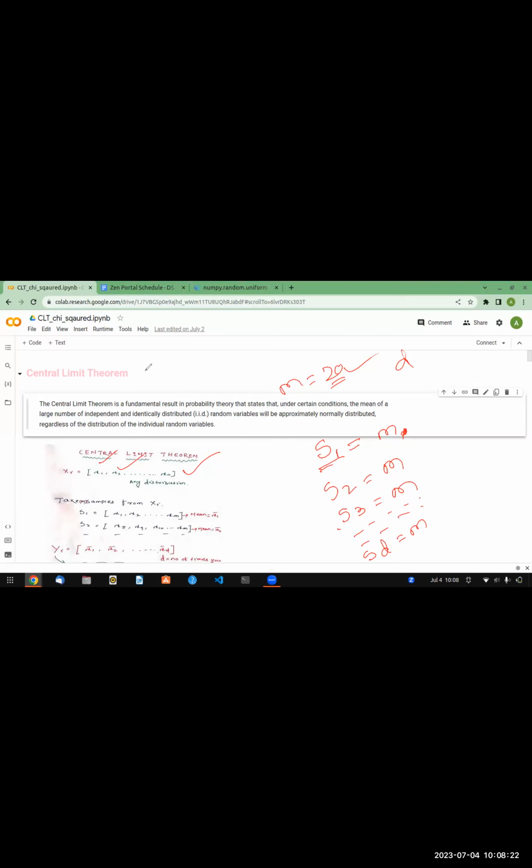So this is my xi. It contains 10k elements. And from this 10k elements, I am taking 20 elements randomly and creating one sample. And I am repeating these steps d times. Suppose d is like 10 times. So 10 times means how many samples am I going to create? 10 samples. That means I will go from S1 till S10.